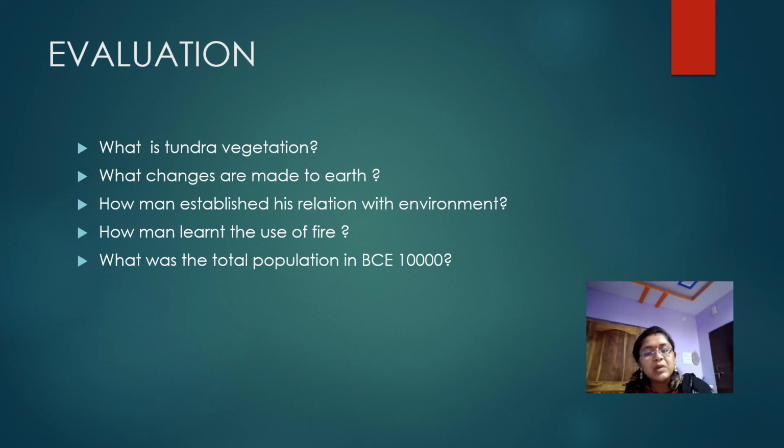So, what was the total population in BC? It was 40 lakhs, but slowly it has been increasing, and it has come to 790 crores in the present situation. So this is what man has done.